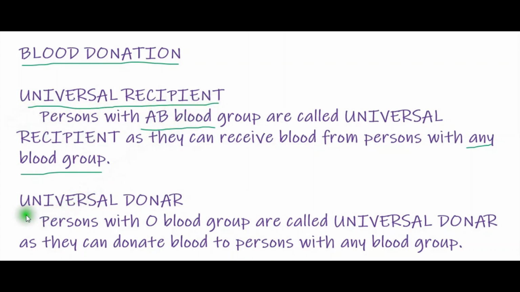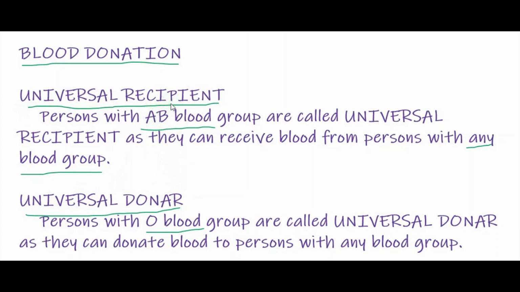Then the second one is the universal donor. Donor means one who is donating. Persons with O blood group are called universal donor, as they can donate blood to persons with any blood group. So they can donate the blood to all the blood group persons. So there are two types of blood donation: universal recipient and universal donor.